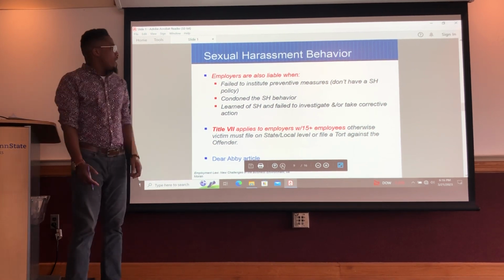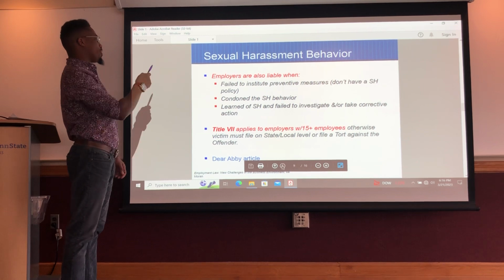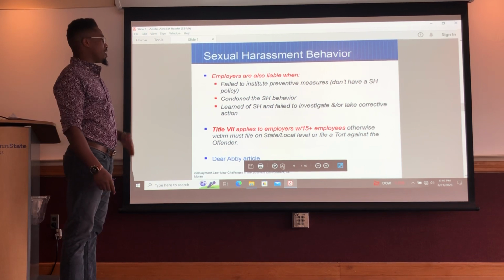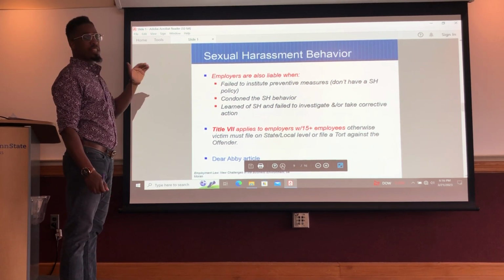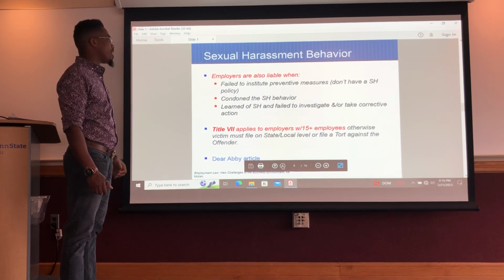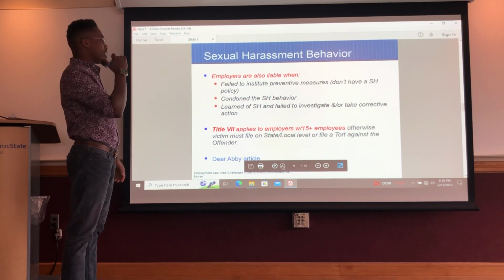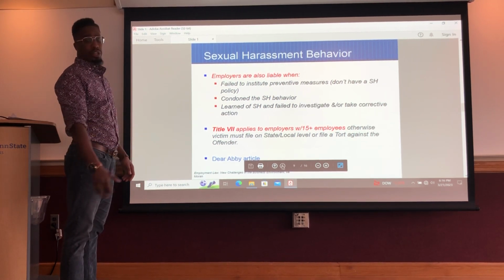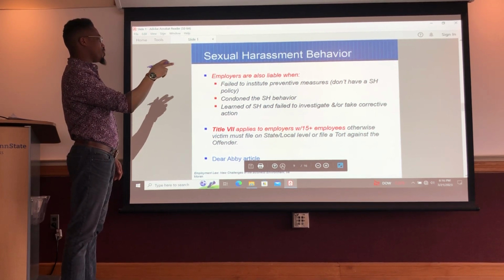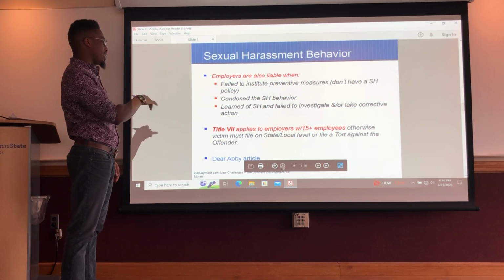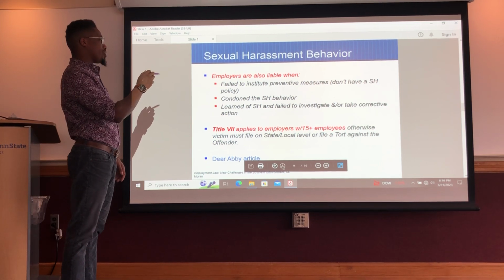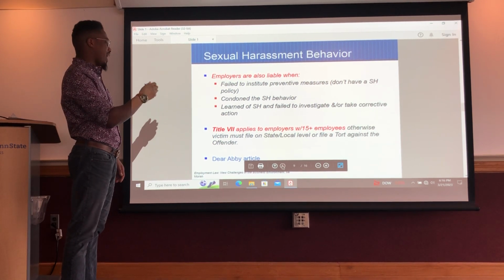Okay, sexual harassment behavior. Employers are also liable when they fail to institute preventative measures. So these are the different variables that your employer needs to have in place to protect everybody from these types of behaviors. The employer can be held liable when these provisions aren't put in place to protect their employees. They failed to institute preventative measures, so no sexual harassment policy. The next one is they condoned the sexual harassment behavior. The next one is they learned of sexual harassment and failed to investigate and or take corrective action.